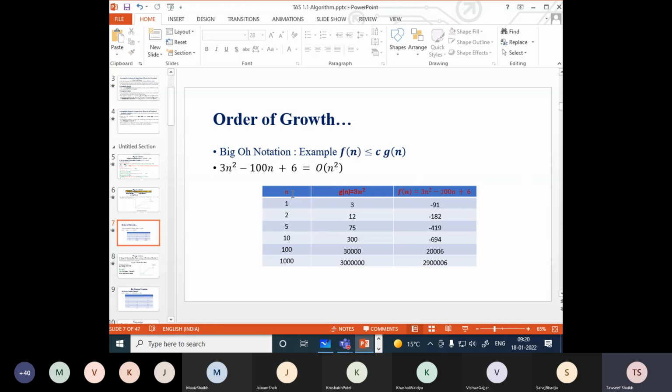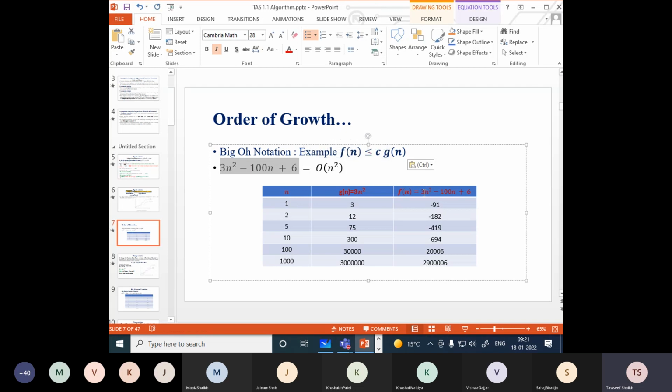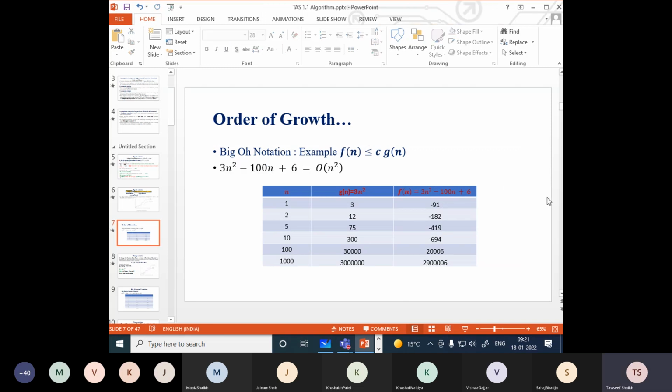So I will put n is equal to 1 initially and see what will be the value of f of n. So it will be 3 minus 100 plus 6. So it will be 6 plus 3, 9 minus 100, that will be minus 91. So when I put n is equal to 1, 3n square, which is g of n, will become 3 into 1. It will become 3. So c into g of n means this one. C is 3, g of n is n square, 3. Is it greater than or equal to f of n? Yes, it is greater.